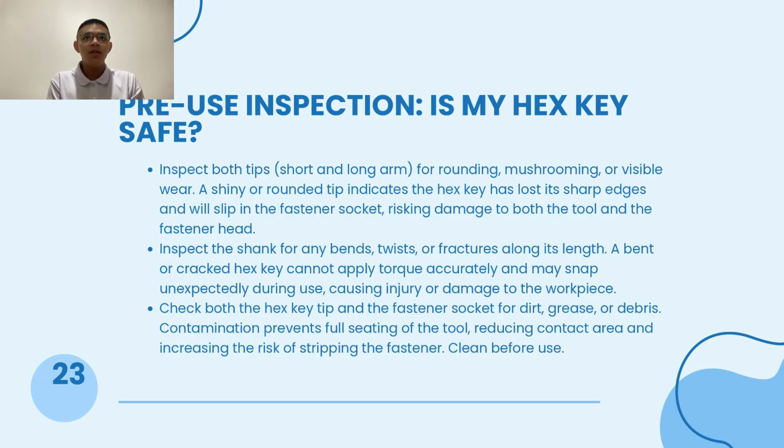Before using a hex key, inspect both the short and long arm tips for rounding, mushrooming, or visible wear. A shiny or rounded tip indicates the hex key has lost its sharp edges and will slip in the fastener socket, risking damage to both the tool and the fastener head. Check the shank for any bends, twists, or fractures, as a bent key cannot apply torque accurately and may snap unexpectedly. Finally, clean any dirt, grease, or debris from both the tool and the fastener socket to ensure full seating.